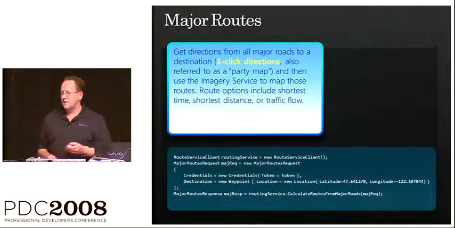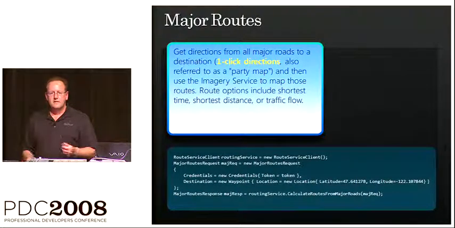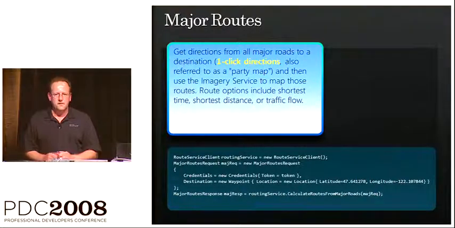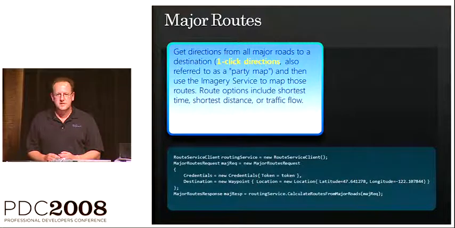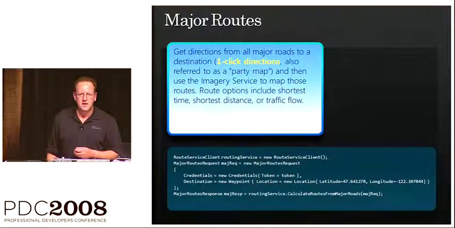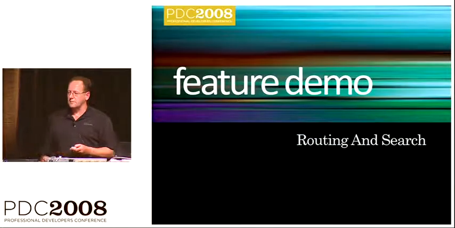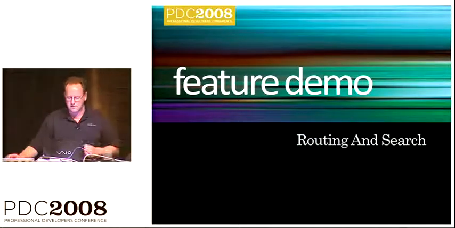But before that, we've got major routes as well. And like I said, these are more commonly referred to as one-click directions or party maps. And we certainly provide other options as well, such as shortest distance or shortest time, or you can even integrate traffic flow within there to create a better route for your customers. So let's kind of dig into routing and search.